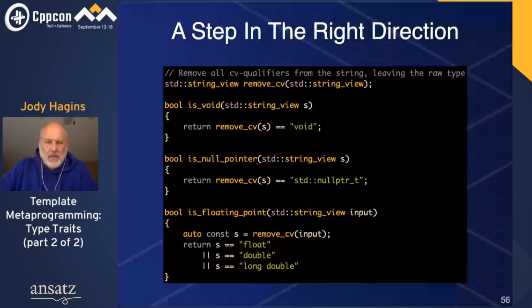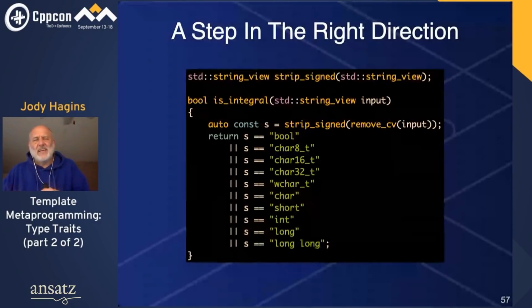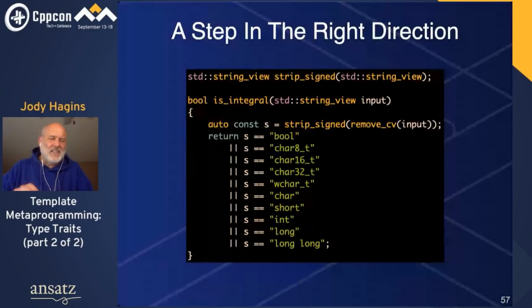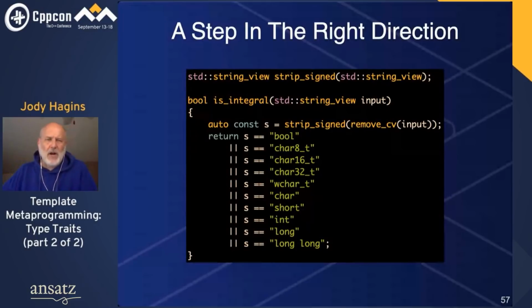That's a step in the right direction. And even with isIntegral, we can have another one that says strip signed, that will kind of remove the sign. It knows how to remove the signed or the unsigned and try to figure out what the underlying thing is. And then we could have a function similar to this. Now, this is better than having all those explicit string comparisons. And so in the same way, it's probably better that we do something similar instead of doing all of those explicit template instantiations or specializations.